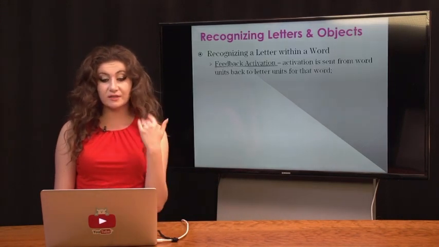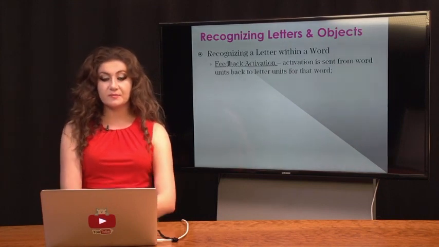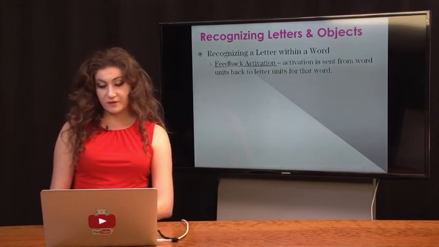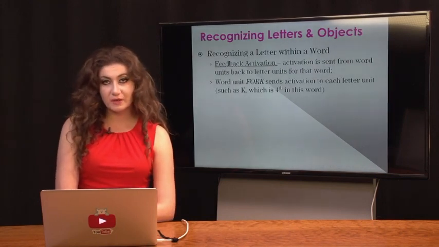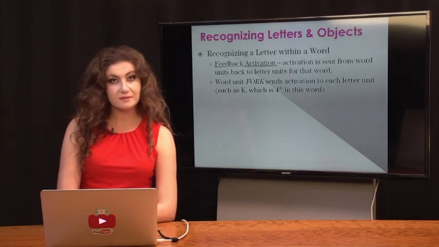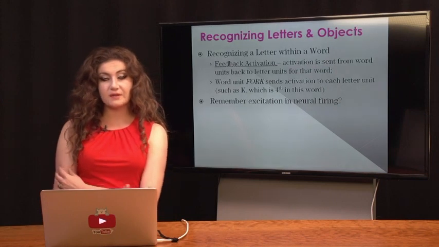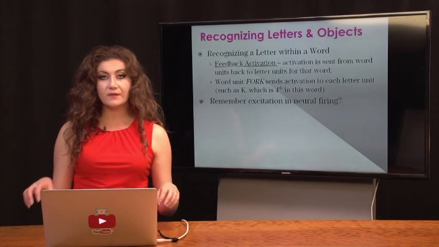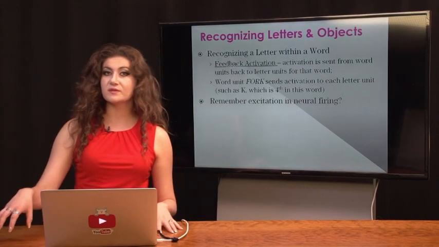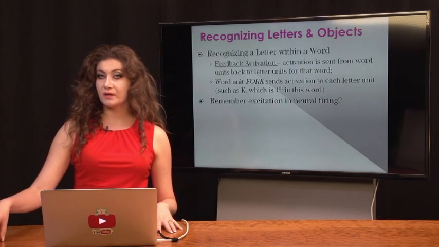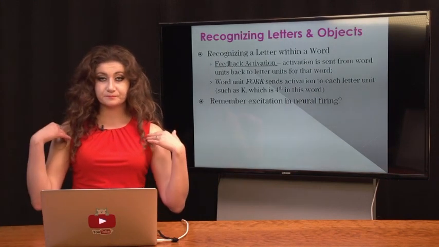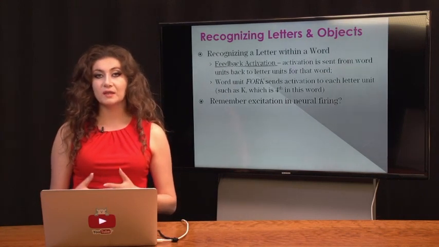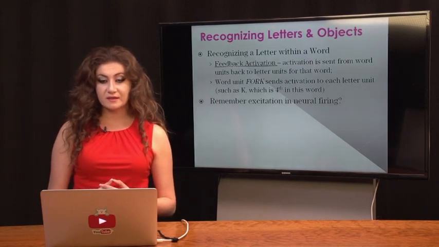When it comes to recognizing a letter within a word, this actually creates the feedback activation loop, which says that activation is sent from word units back to letter units for that word. So the word unit is fork. This sends activation to each letter unit, such as K, which is fourth in this word. And so that's the perfect example that we just spoke about. So once you already know the feature units that make up a letter, once you understand the letter that makes up the word and the positioning of the letters in each word, we're much more able to go back and forth between perception of these various different letters and these words.